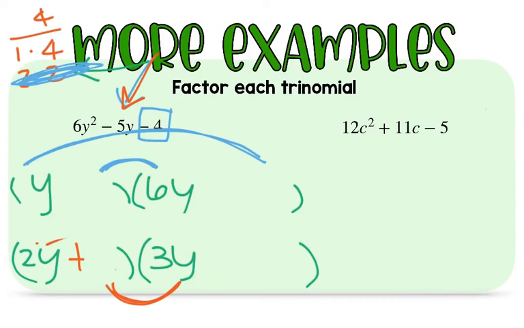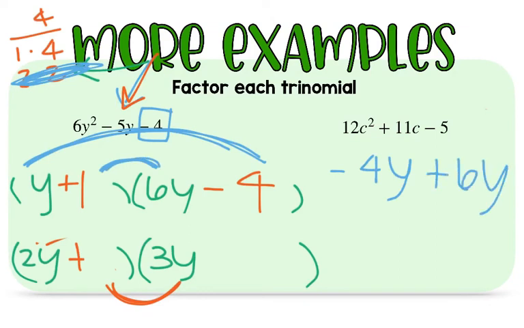So why don't I try putting, let's do the 4 here and the 1 here, and I'll make this negative and this positive. So check the longer arc, y times negative 4 is negative 4y, and 1 times 6, that's positive 6y. When I add that together, I get 2y, so that doesn't work. Okay, so we can now try just switching spots.